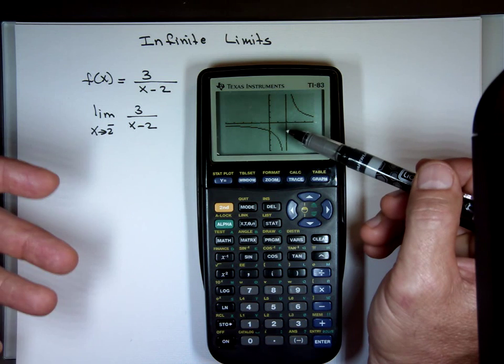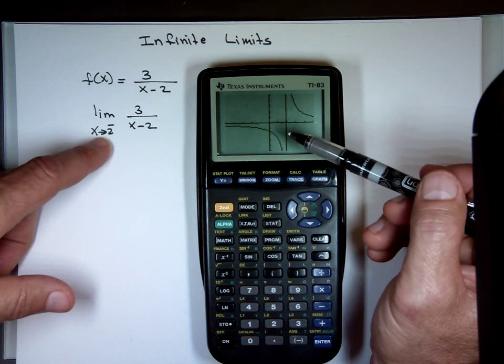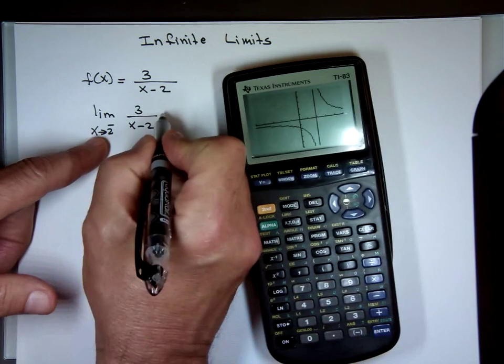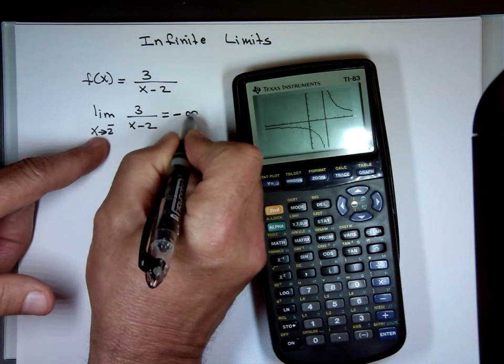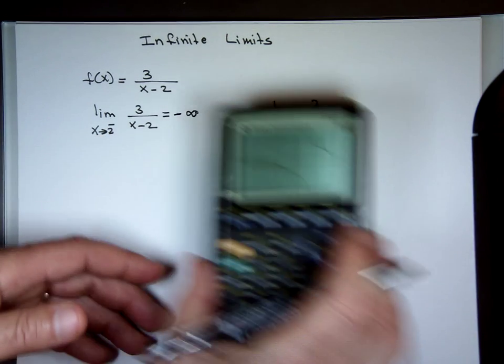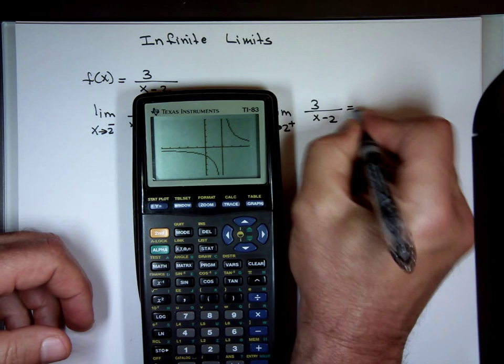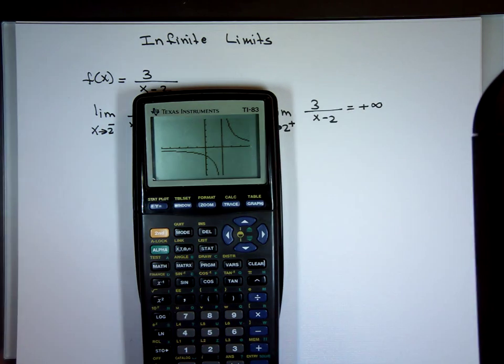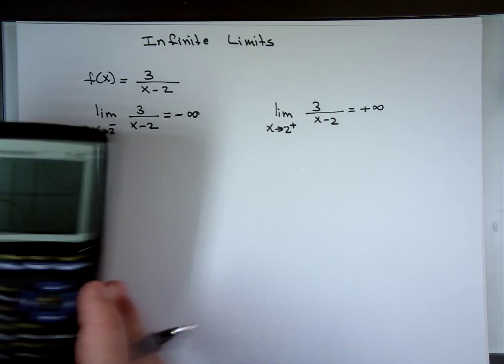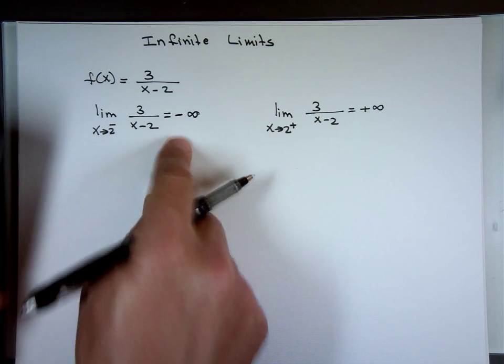So if they're going to ask you anything, let's say, what is the limit as x approaches 2 from the left side? My answer is negative infinity. From the right side, my answer is what? Plus infinity. So that's what infinite limits are. As you approach it, it's either going to go to plus infinity or minus infinity.